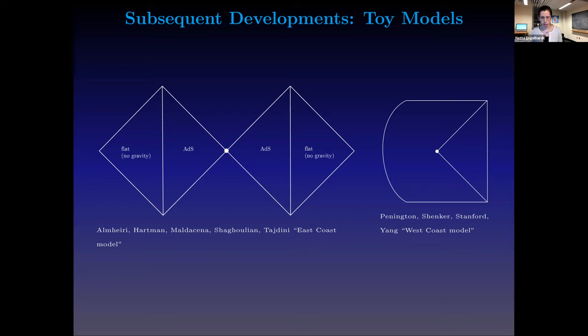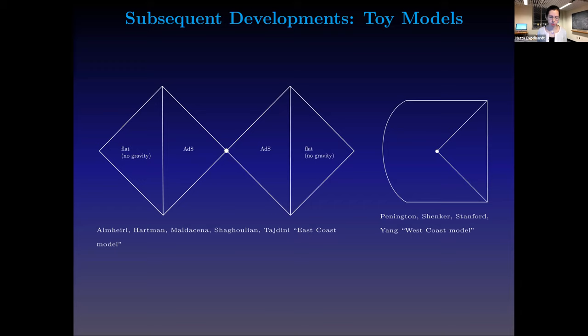And so for my purposes today, the East Coast model is going to be a little bit more instructive. I tried to make an effort and write this talk in terms of the West Coast model because I'm talking to the West Coast group here, but that proved to be difficult. So for pedagogical reasons, I'll stick to the East Coast model here.